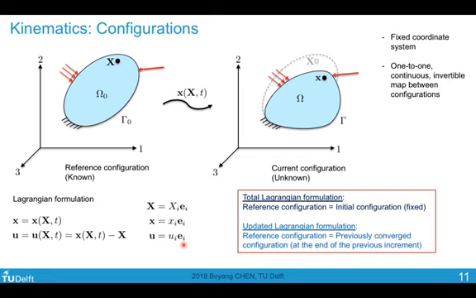In practice, the two are very similar. All you need to do is to update your reference configuration at the end of your converged increment, but for illustration purposes, I will focus on the total Lagrangian formulation. So in the rest of this presentation, the reference configuration will be the initial configuration.